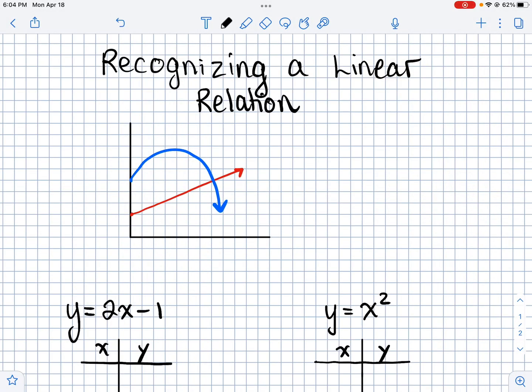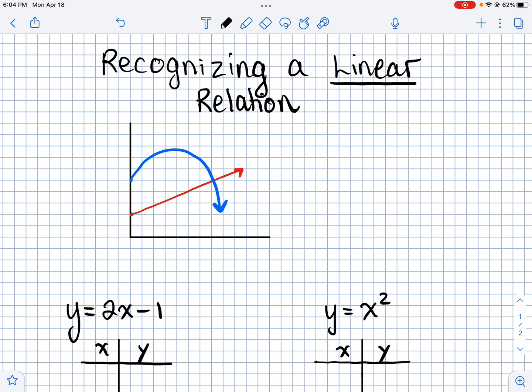Okay, let's talk about recognizing a linear relation, like linear versus nonlinear. So how do we tell? There's a whole bunch of different types of relationships out there, and we'll learn them in grade 10, 11, and 12. A whole bunch of different ones that aren't linear. So we want to be able to know if something's linear or not.